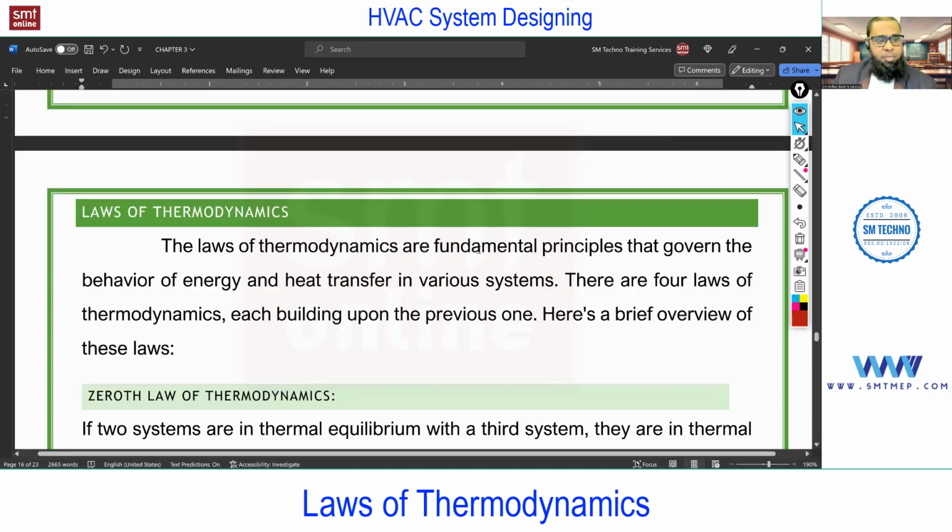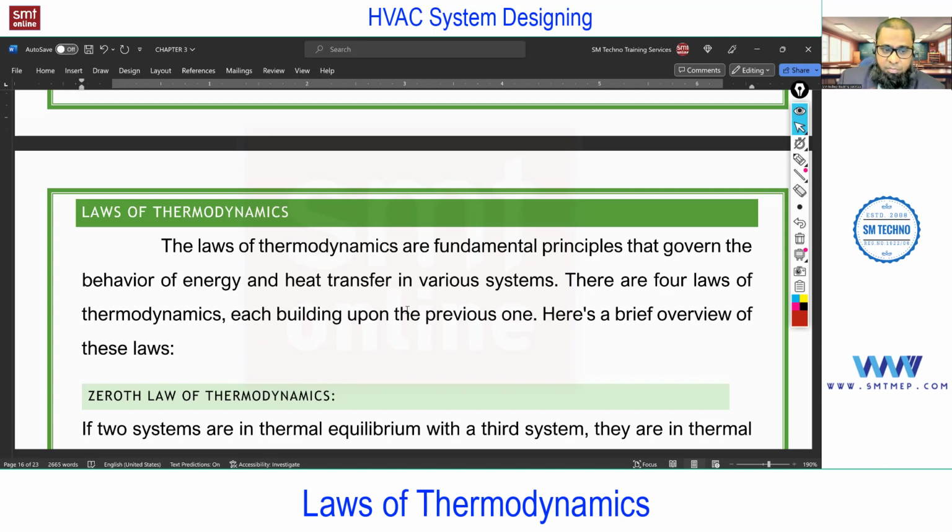Next, the next topic is laws of thermodynamics. As a mechanical engineer, this is very basic. And further, if you talk about the HVAC engineer, especially from a design point of view, the laws of thermodynamics are important, especially the second law, because with the second law only we are able to decide which system is applicable as per the season.